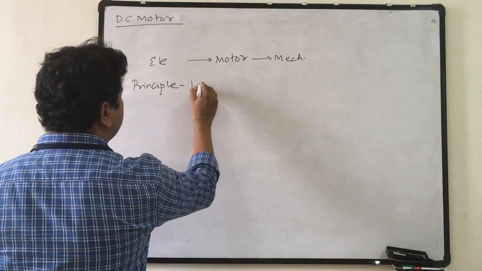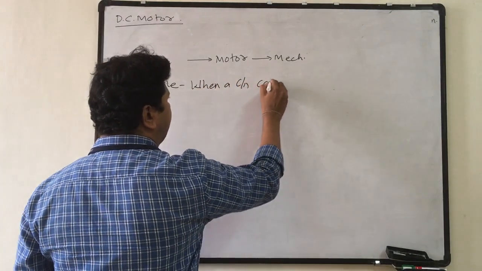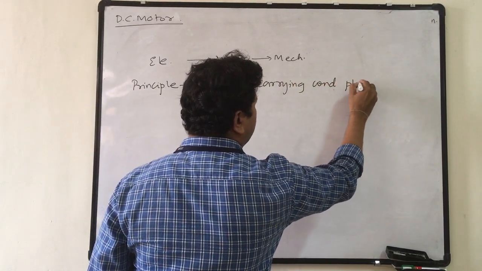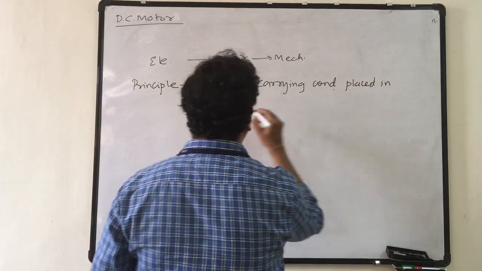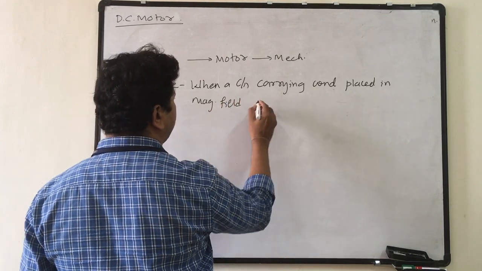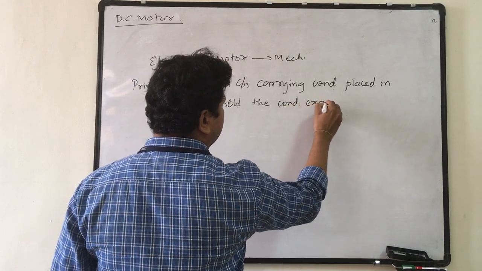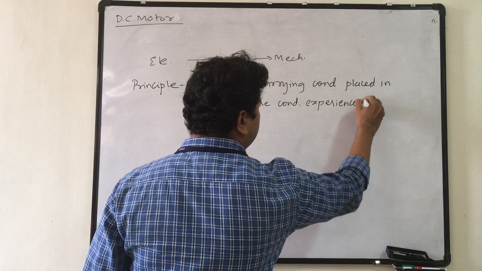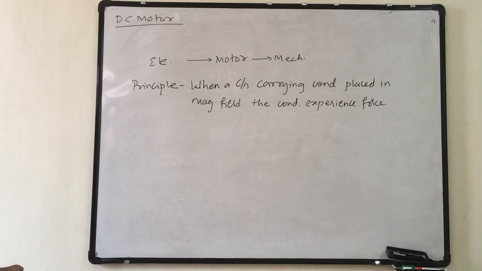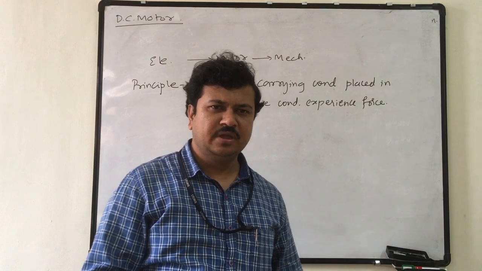When a current carrying conductor is placed in a magnetic field, the conductor will experience force. Now it is simple. In the induction motor I have explained that when you take two magnets near to each other, either they attract or they repel. What is happening?